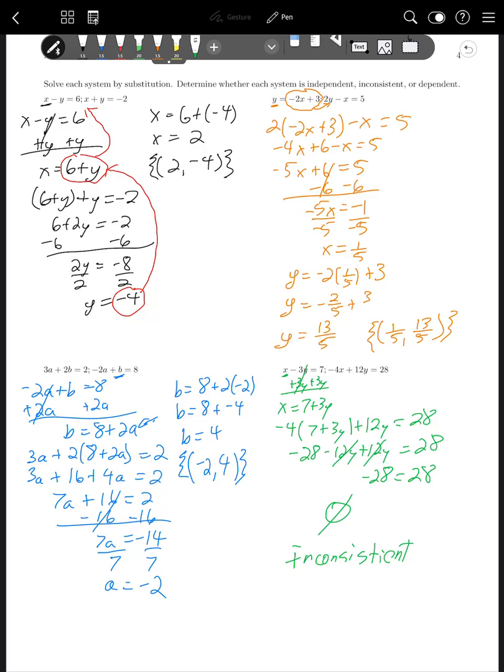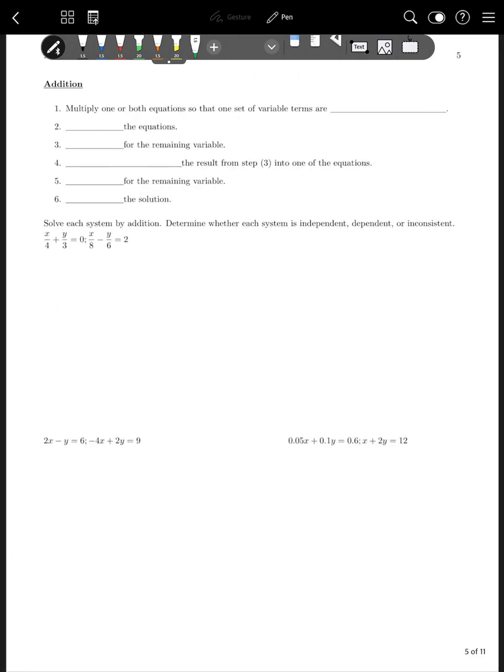Then the last option we have here for solving these is called the addition method. This has also been called elimination in other textbooks. So if you have learned the elimination method, then you've used this method before, whether you knew it or not. Okay, so let's go ahead and go through using this method.